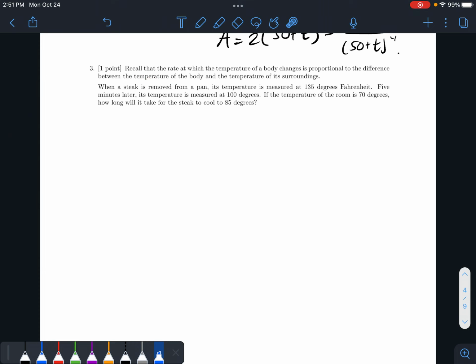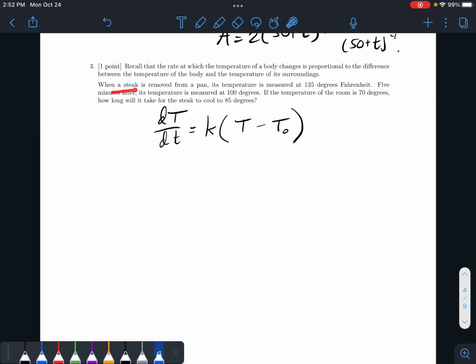All right, recall that the rate at which the temperature of the body changes is proportional to the difference between the temperature of the body and the temperature of its surroundings. So this is saying the derivative of temperature with respect to time is proportional to the difference in the temperature of the body with the temperature of its surroundings. I'll call that T sub 0, I guess.